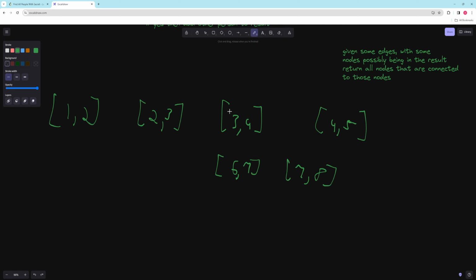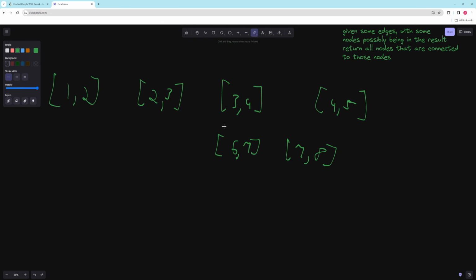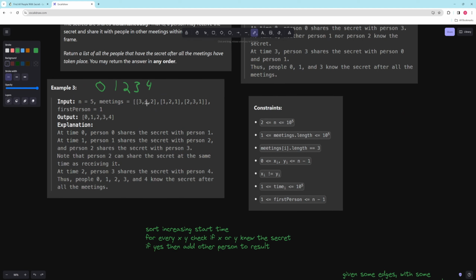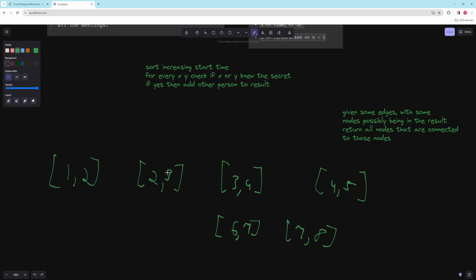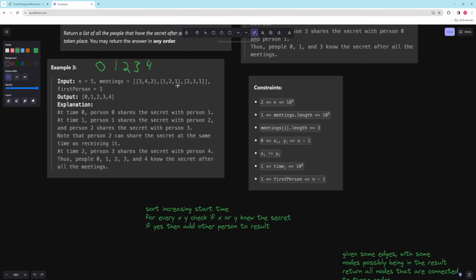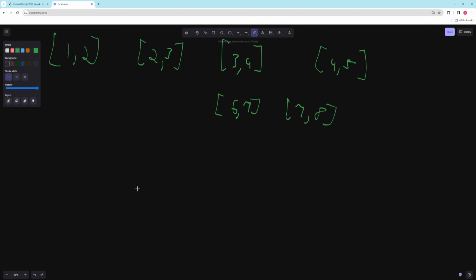Our idea is going to be, let's say all of these occur at the same time. Every time, we can get the meetings and put them in a dictionary by meeting start time. The dictionary will have meeting start times, and for each start time, all the meetings. For this example, at time 1 we'll have these 2 meetings, and at time 2 we'll have this meeting. We can take the start times and sort them in increasing order. Then for every different start time, we can get these edges and build a graph.